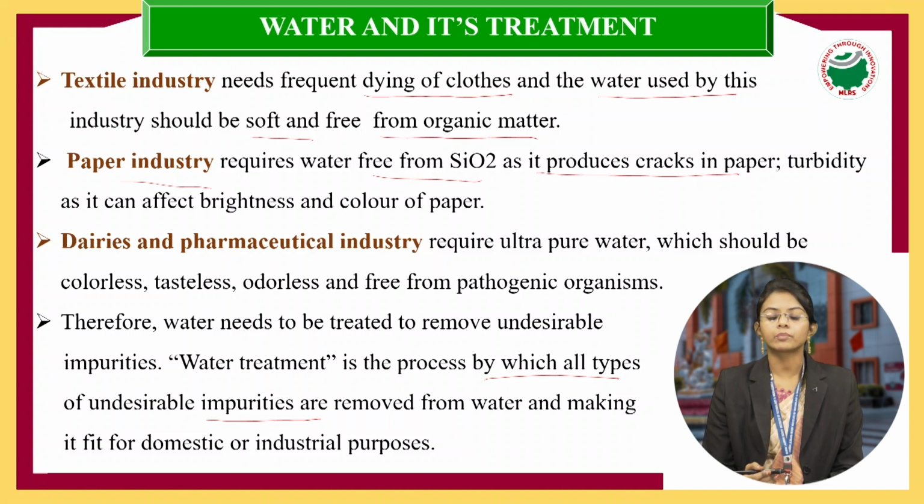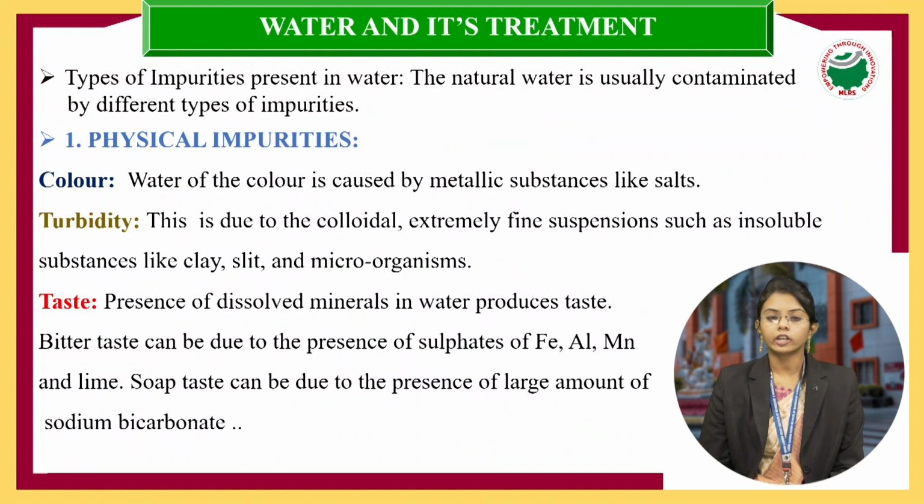First of all, what type of impurities may water contain? Water may contain three types of impurities: physical impurities, biological impurities, and chemical impurities. Now we need to carefully remove all these impurities from the water so that the water can be useful in many ways. The first one is physical impurities, that means color, turbidity and taste.